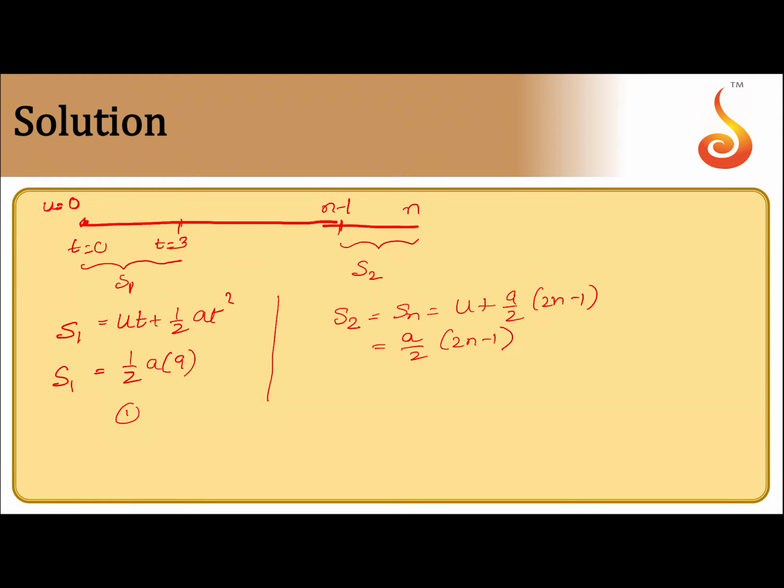Thus, equation 1 and equation 2 are equal to each other because S1 and S2 are equal to each other. That gives us half a into 9 is equal to a by 2 into 2n minus 1. Let us simplify it further. If we simplify it further, a by 2 cancels, we have 9 plus 1 is equal to 2n or n is equal to 5.